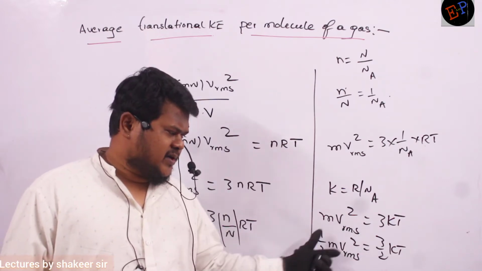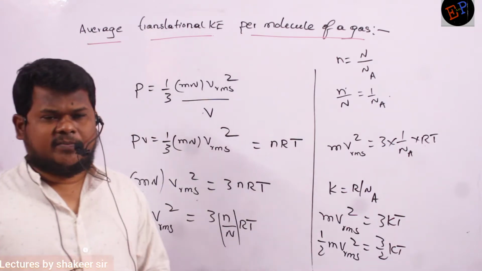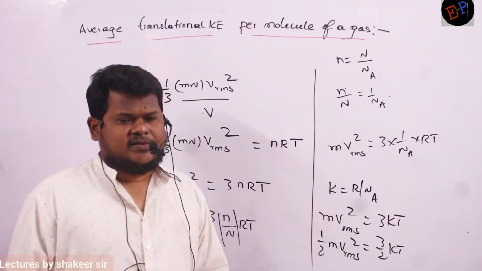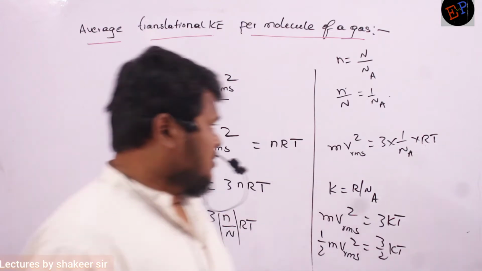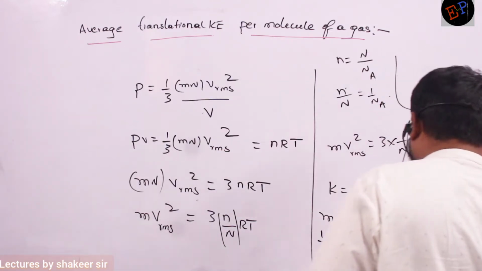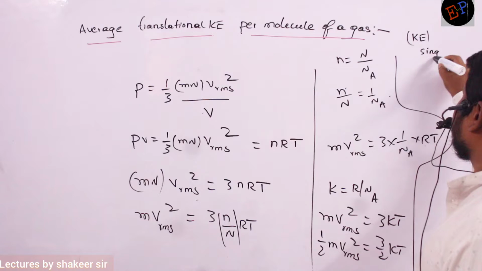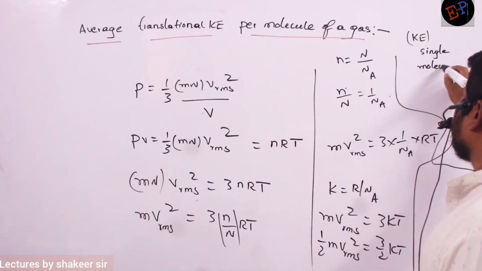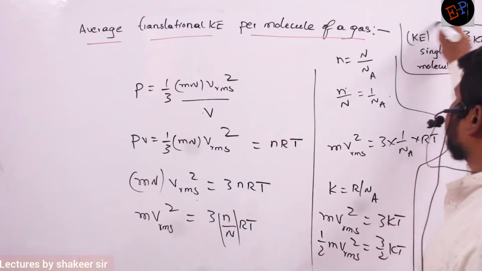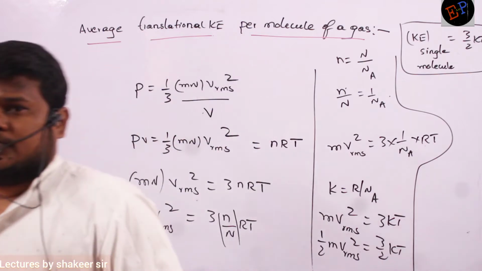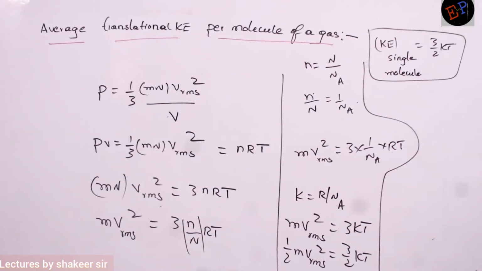So here one point we can understand: kinetic energy depends purely on what? Purely on temperature. If temperature increases, kinetic energy also increases. Are you able to understand? So this is a very important equation. Make a note. So therefore what do we write? The kinetic energy of a single molecule or single atom is equal to how much? It is equal to 3 by 2 kT. This is the relation. Understood, no? Clear, no?